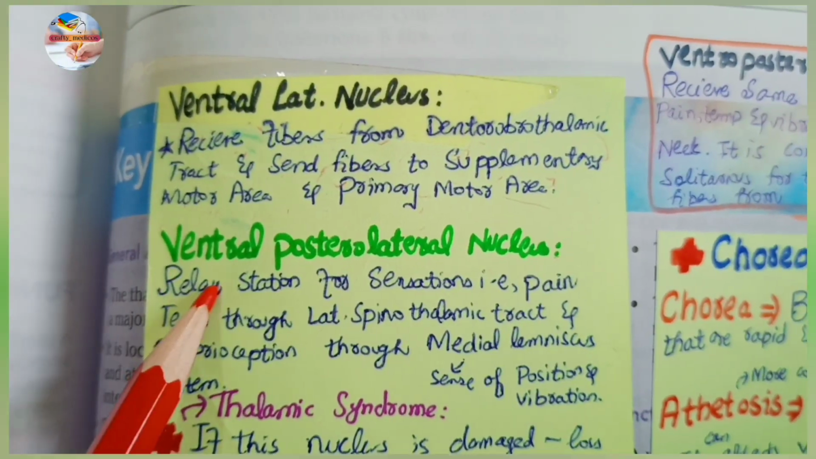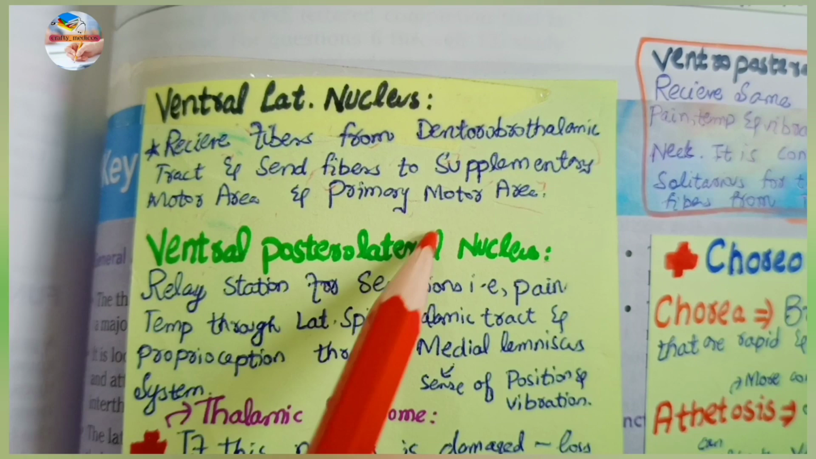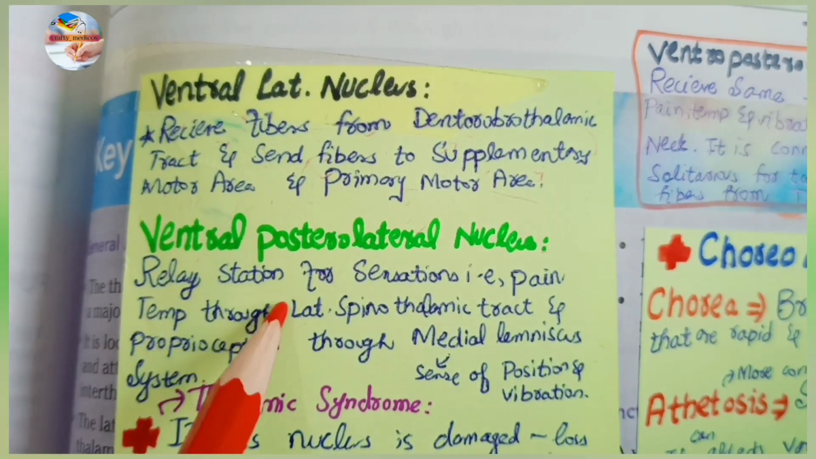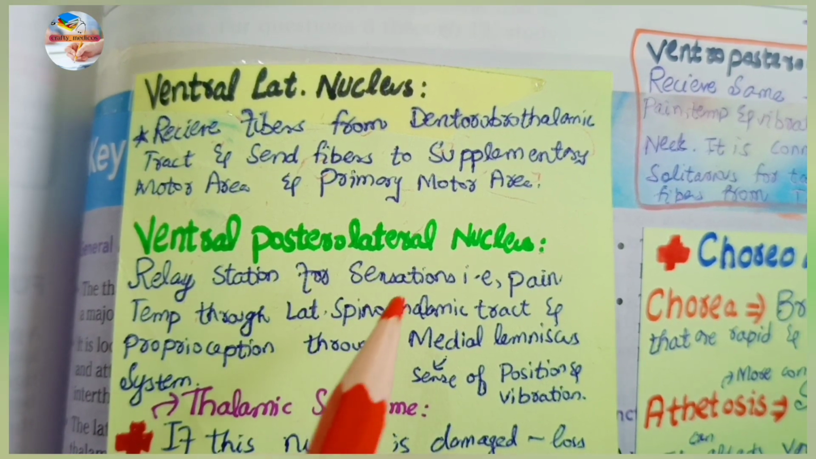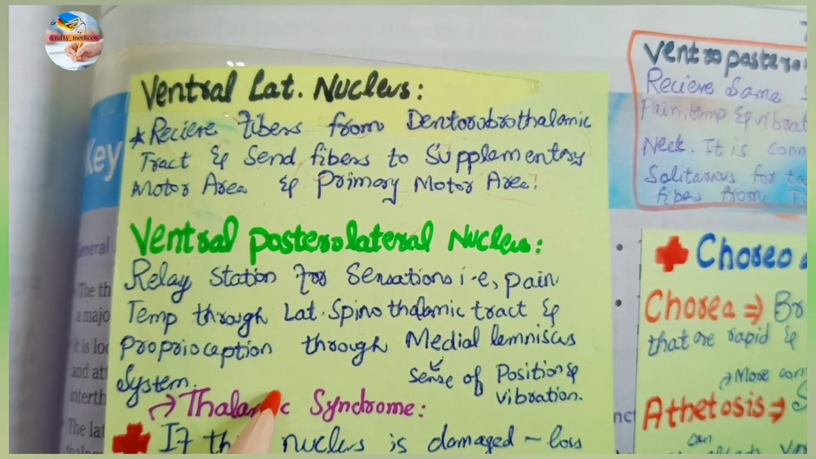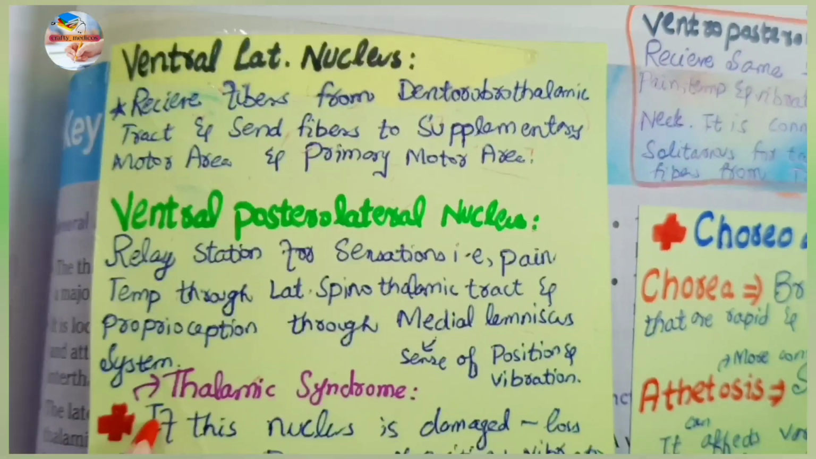So the ventral posterior nucleus: first of all, let's see the ventral posterolateral nucleus. It is a relay station for sensations such as pain and temperature, which come by the lateral spinothalamic tract, and the proprioception that comes through the medial lemniscal system.